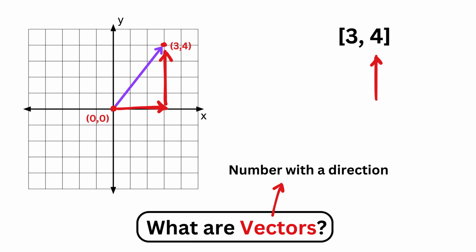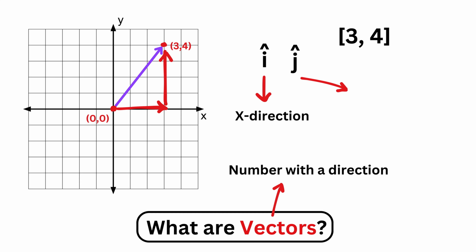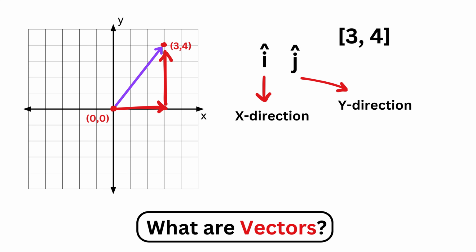Another way to write this vector is using unit vectors i hat, or i with a hat over it, and j hat, or j with a hat over it. Here, i hat represents movement in the x direction, left or right, and j hat represents movement in the y direction, up or down. This means the same vector can be written as 3i hat plus 4j hat instead of (3, 4).